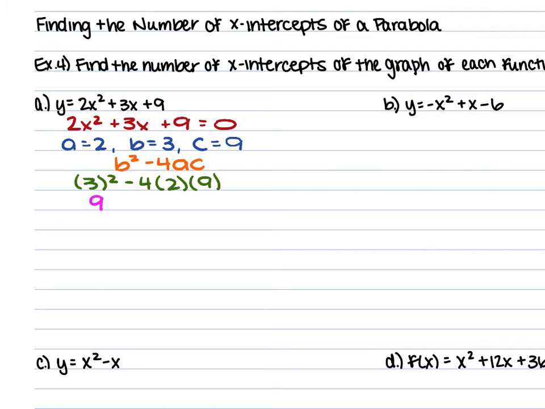3 squared is 9. Negative 4 times 2 is negative 8, times 9 is negative 72. 9 minus 72 is negative 63. The negative 63 is less than 0, so this would give us no solution, which means we have no x-intercepts.